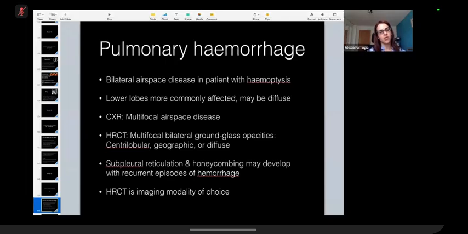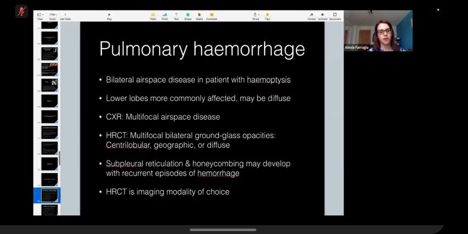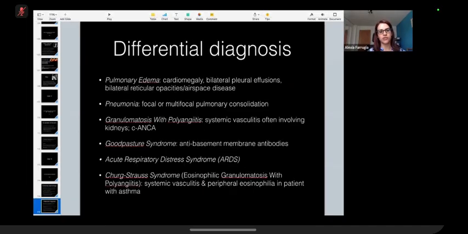The lower lobes could sometimes be more commonly affected, but this is maybe also diffuse, as in this case. The chest X-ray was very non-specific, just multifocal airspace disease, roughly symmetrical. The HRCT was also not very specific: multifocal bilateral ground glass, centrilobular, geographic and diffuse, with consolidations as well. She could develop subpleural reticulation and honeycombing if there is recurrent hemorrhage into the lung. And HRCT is the imaging modality of choice.